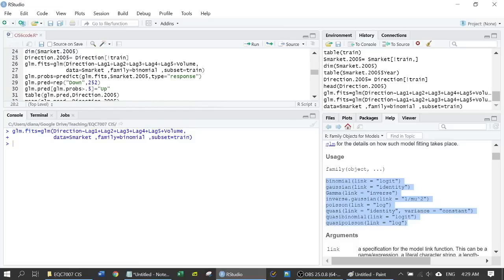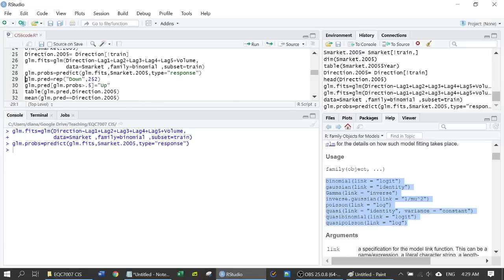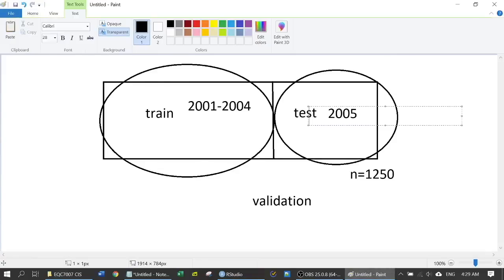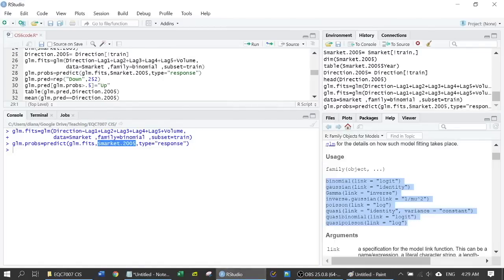Okay, next we're going to make a prediction. This predicts based on the glm.fits here, which is this model, and we're going to predict for the testing data set, which is this one, the 2005. We're going to predict for the SMarket.2005, which is the testing data set, and the type is response, which gives us the predicted probability.